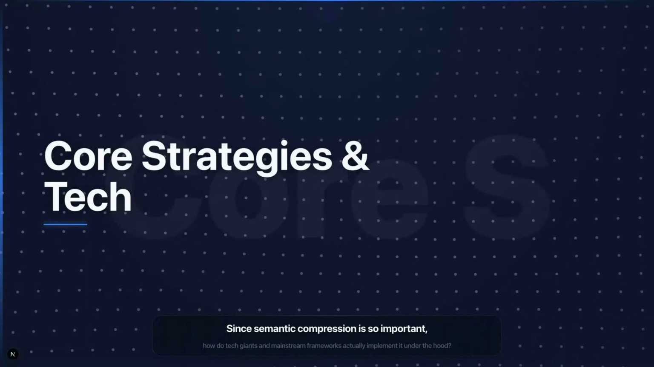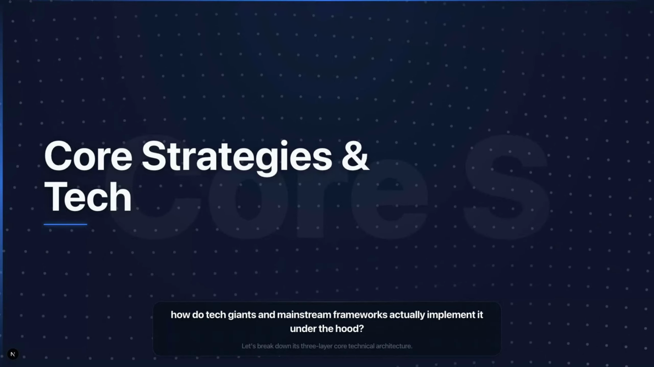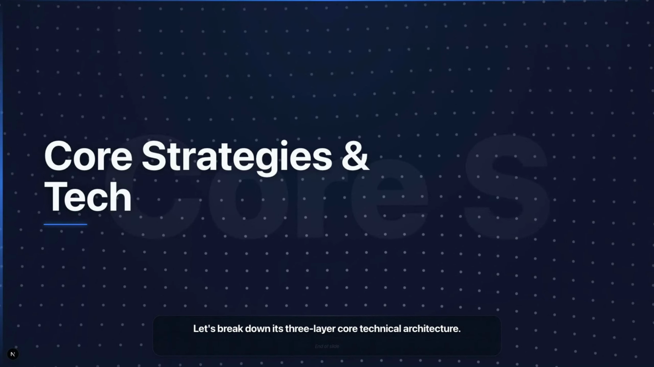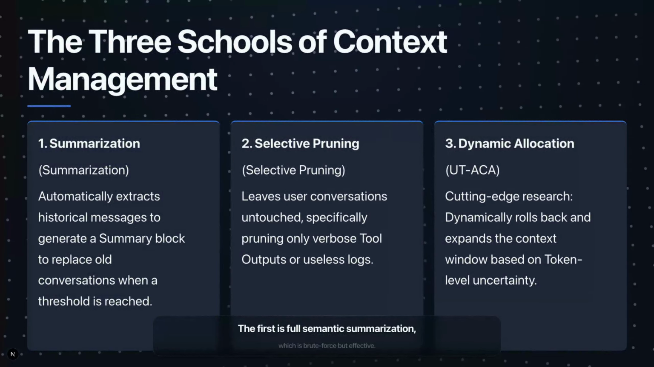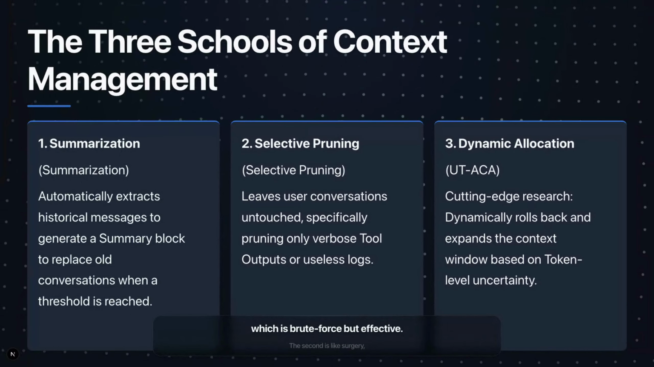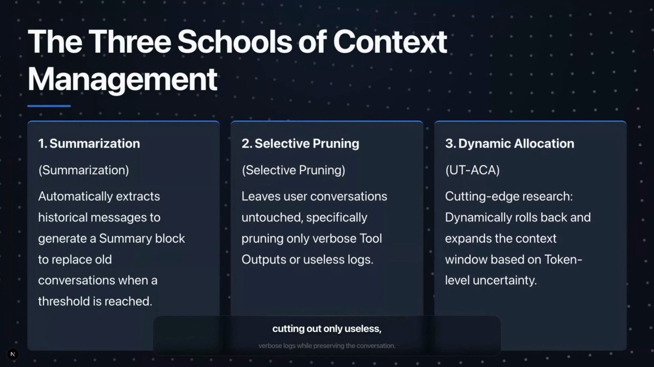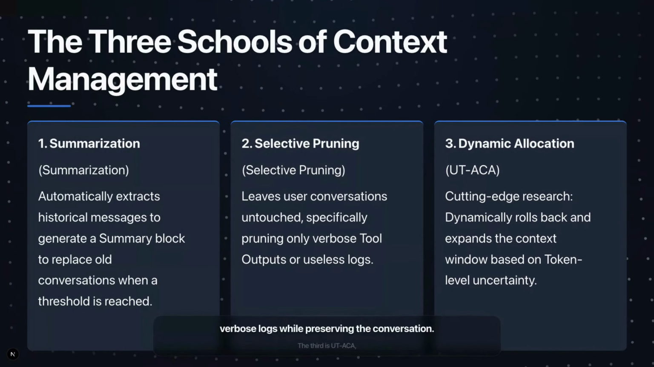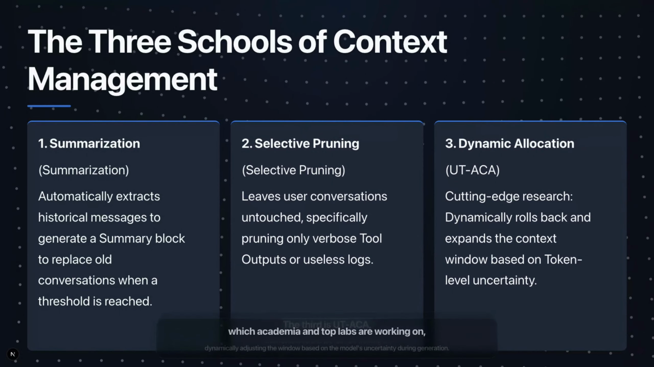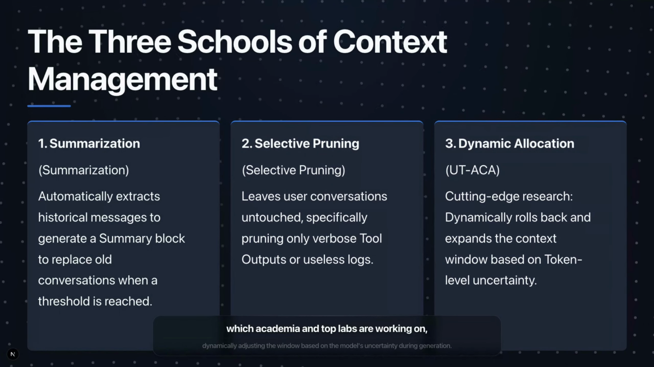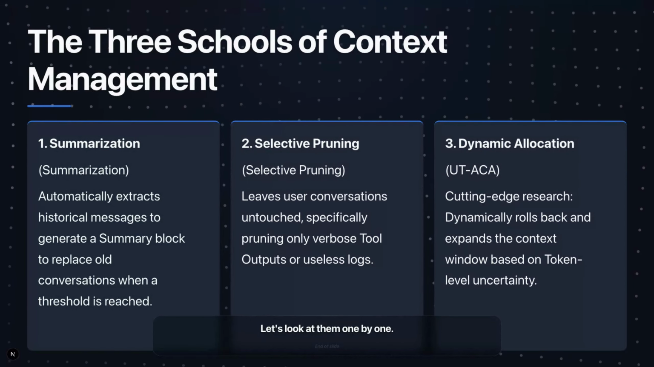Since semantic compression is so important, how do tech giants and mainstream frameworks actually implement it under the hood? Let's break down its three-layer core technical architecture. There are currently three major schools of thought coexisting in the industry. The first is full semantic summarization, which is brute force but effective. The second is like surgery, cutting out only useless, verbose logs while preserving the conversation. The third is UTRKA, which academia and top labs are working on, dynamically adjusting the window based on the model's uncertainty during generation. Let's look at them one by one.